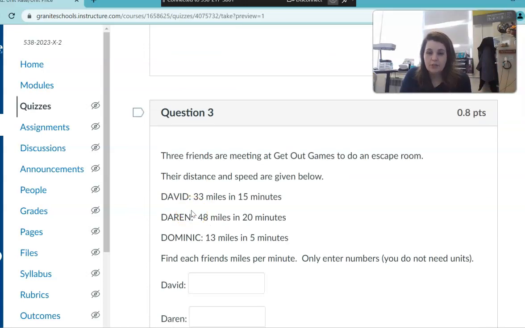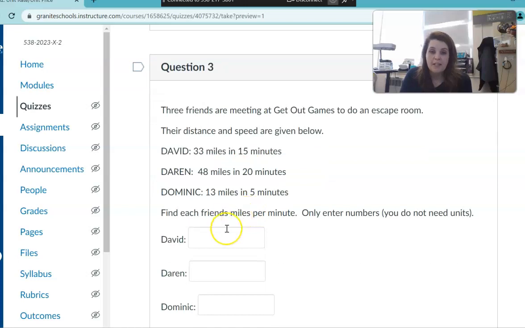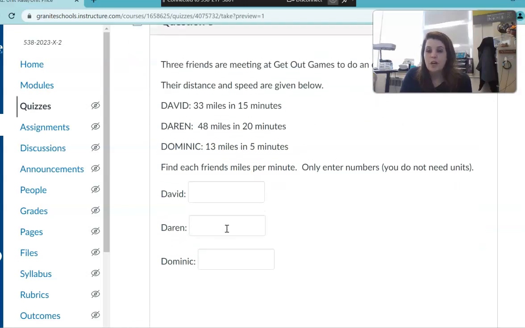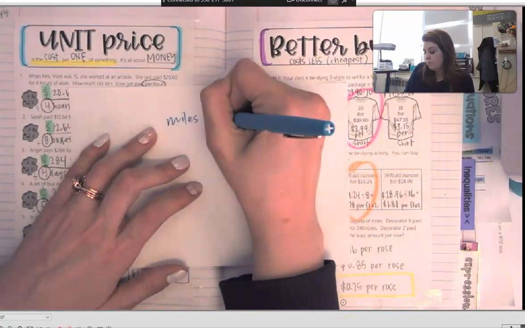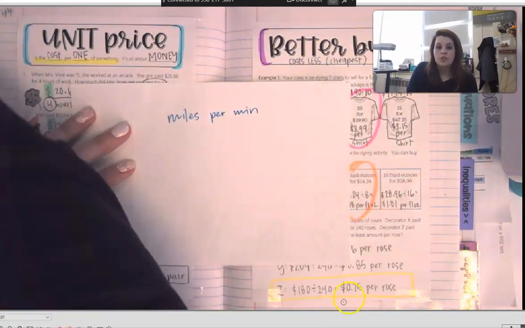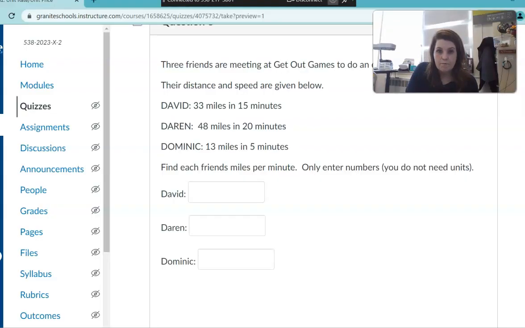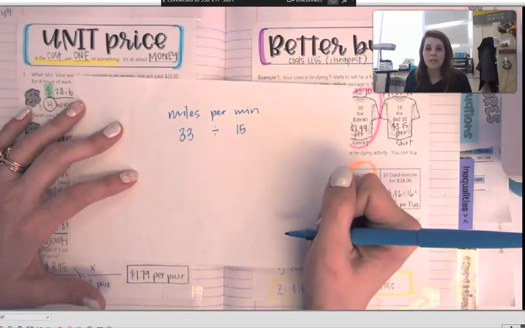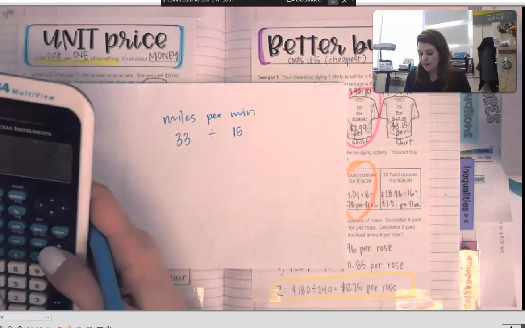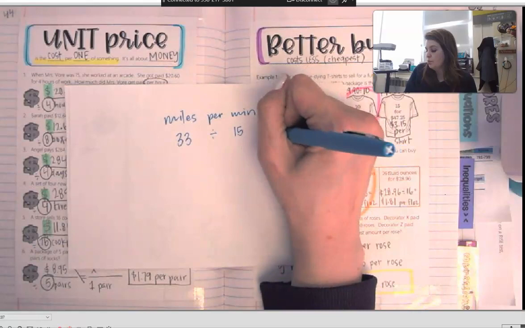Question 3 says 3 friends are going to go to an escape room. They need to drive there, so their distance and speed are given below. Find each friend's miles per minute. You do not need to enter in the minutes, so I will do David's miles per minute with you. Remember, this is miles per minute. So David did 33 miles in 15 minutes. Once again, we divide. 33 divided by 15 is 2.2.